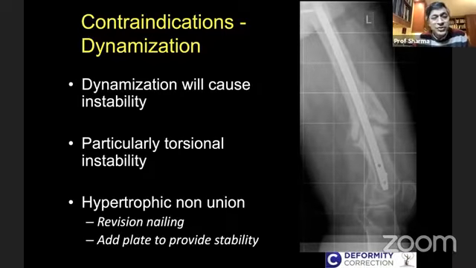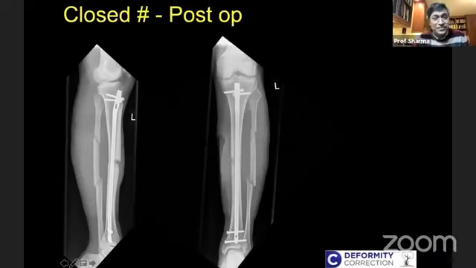Here, what you have to do is you either revise the nail and make it more stable, or you add a plate on top of where the non-union is, and that will help it heal, because that will provide the stability. If you have the previous nails like the Huckstep nail or something like that, then put a couple of screws here and a couple of screws here. That will increase the stiffness of the construct, and that will help you heal the bone. And that is the minimalistic approach.